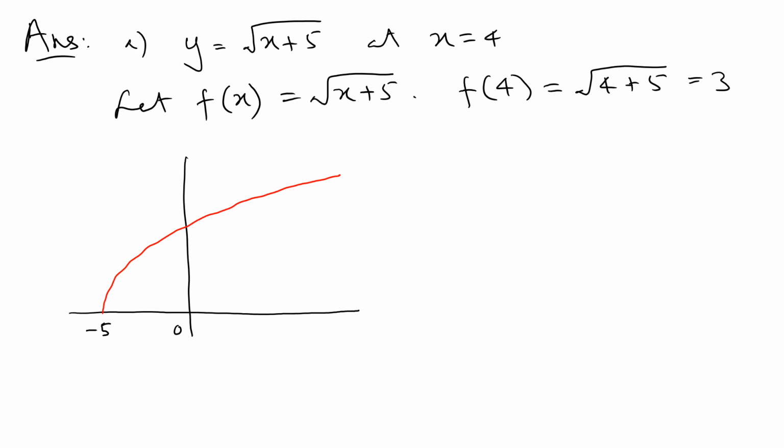Okay, so now let's look at the point. The point here is x equals 4, so we can draw the tangent line at 4. We know the y value. The y value is 3.